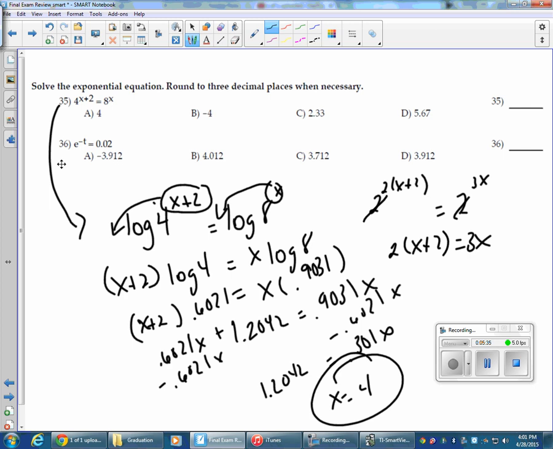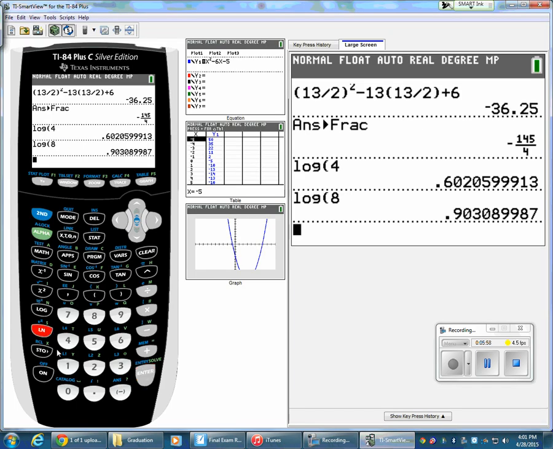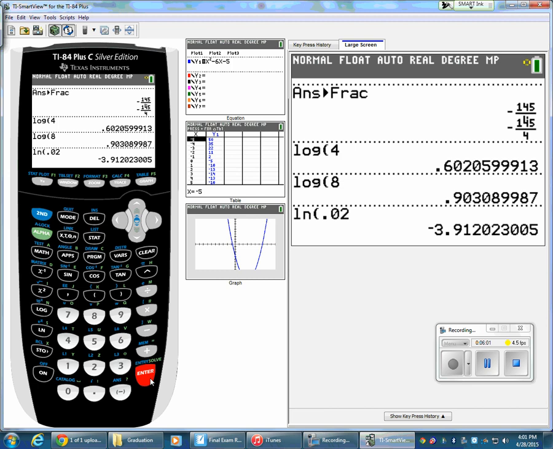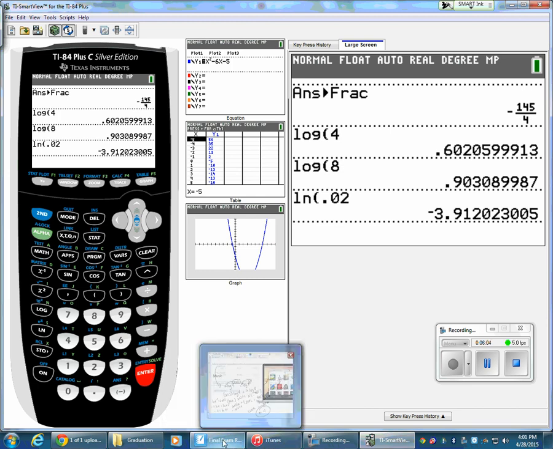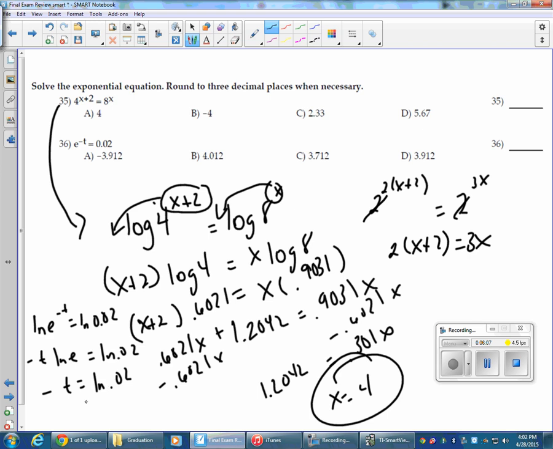For 36, with an e, you're going to natural log each side. And then you're going to bring this negative t to the front. So negative t times the natural log of e equals the natural log of 0.02. So that's just negative t times 1 equals natural log of 0.02. So the natural log of 0.02 is negative 3.912. And so I get negative t equals negative 3.912. So t equals 3.912. That would be D.